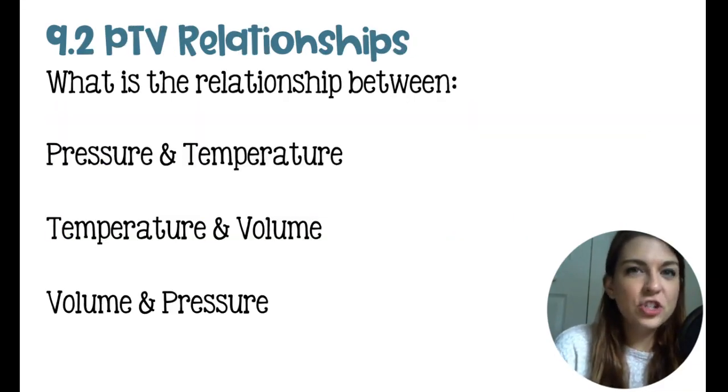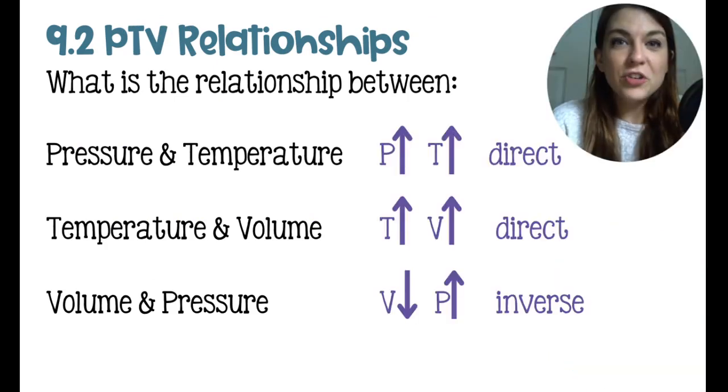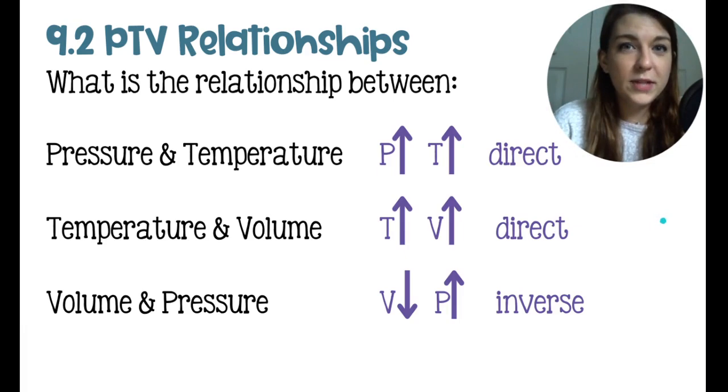Next up is the relationships of the properties of gases: pressure, temperature, and volume. Pressure and temperature have a direct relationship, so as one goes up, it means that the other would also be going up. The same is true for temperature and volume. If one goes up, then the other is also going to go up. They both go up, both go down.